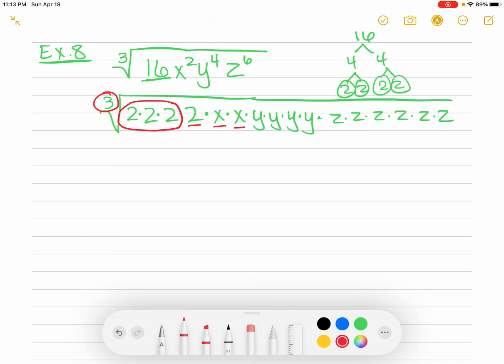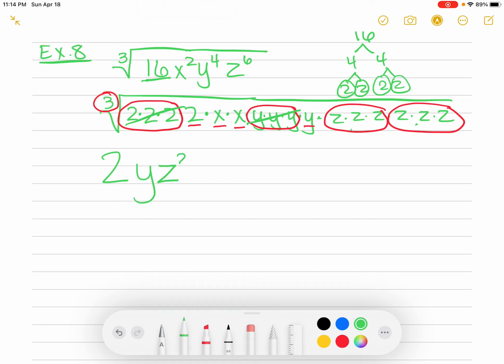My x's, I don't have 3 of, so I can't circle them. I have 3 y's, and I have a leftover y. And then I have 3 z's and another 3 z's. Okay, so now looking at all the things I just circled, that's what you're going to pull out. And I'm going to have a 2, a y. And then I have 2 different z's. So this is going to be z squared because I have 2 of them.